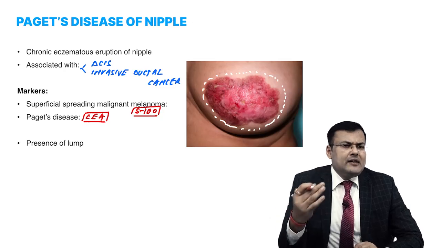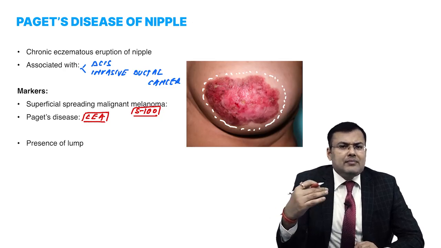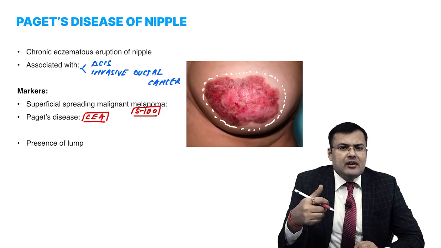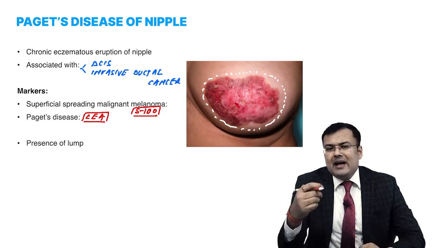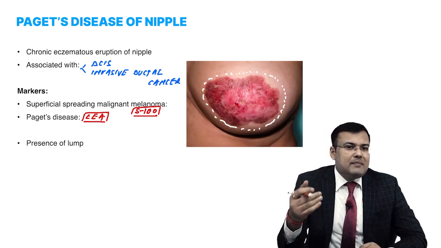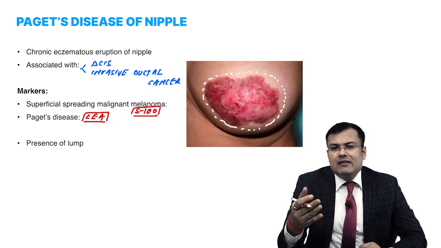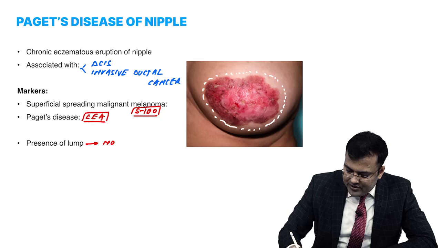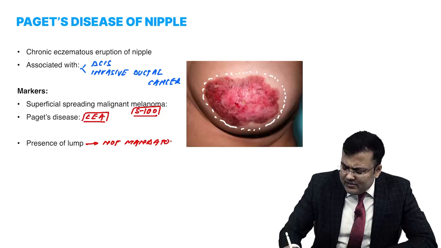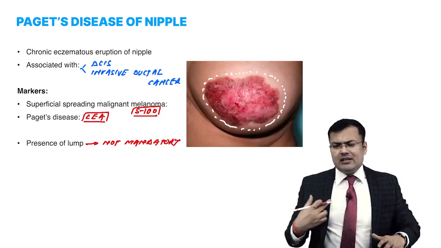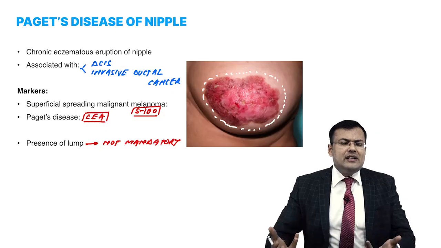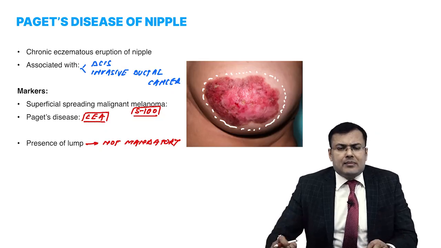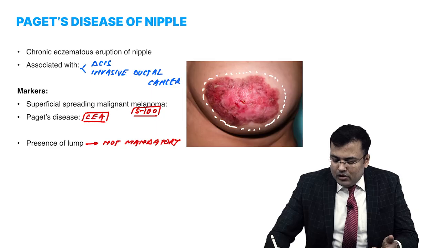We discussed in inflammatory breast cancer that the presence of a lump is not mandatory. So the presence of a lump is not mandatory for the diagnosis of Paget's disease of the nipple as well as inflammatory breast cancer. When these females come to you, what is the presentation? They will tell you, sir, this lesion is there. And what's that lesion? Chronic eczematous eruption of the nipple. Sometimes the nipple is also destroyed.